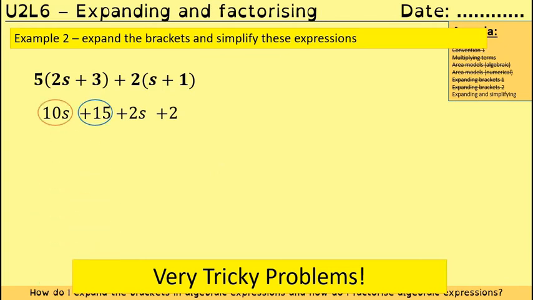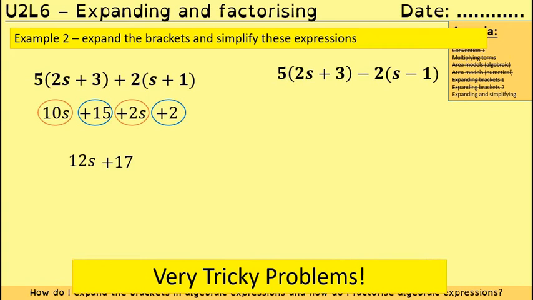So 10s and plus 15 are not like terms, so I will use different colours. And then plus 2s and plus 2, I need to make sure my colours correspond to my like terms here. So collecting this together gives me 12s plus 17. Again, you may have got a rearranged version of this. 17 plus 12s is also correct. So, slightly harder question than previously. Let's look at this one.